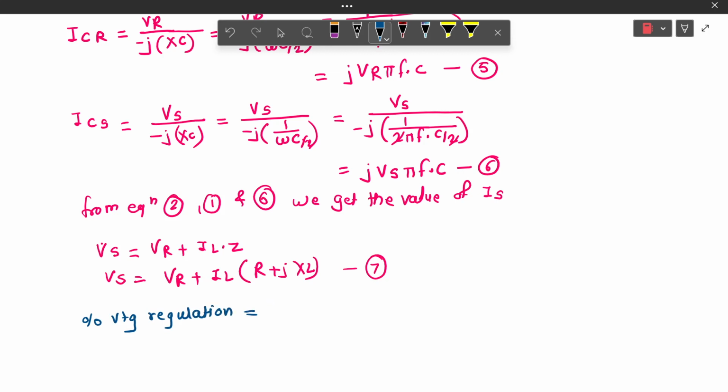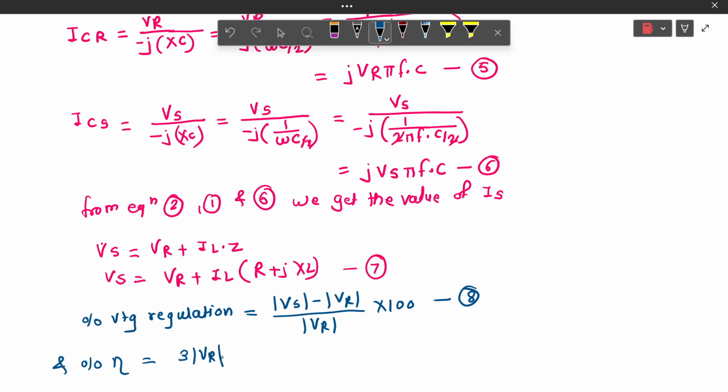Now from the values of VR, IR, VS, IS, we can calculate the percentage voltage regulation and percentage efficiency. Percentage voltage regulation is equal to Vs minus Vr upon Vr into 100. Equation number 8. And percentage transmission efficiency is given by output power upon input power into 100. Hence, it can be written as, for 3-phase, 3 VR IR cos phi r upon 3 VS IS cos phi s into 100.